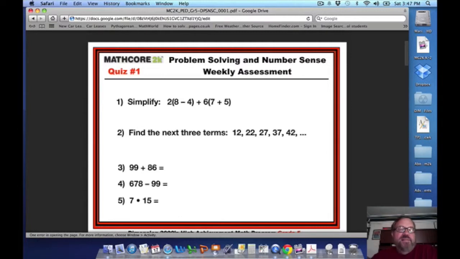So 99 plus 86: take 1 from the 86 and put it with the 99, and now the problem is 100 plus 85, which is very easy, 185. 678 take away 99: take 100 away, and that gets you down to 578, but you took 1 too many, so put 1 back and you get 579. 7 times 15: break your 15 into a 10 and 5. 7 times 10 is 70, 7 times 5 is 35, and 70 plus 35 makes 105.